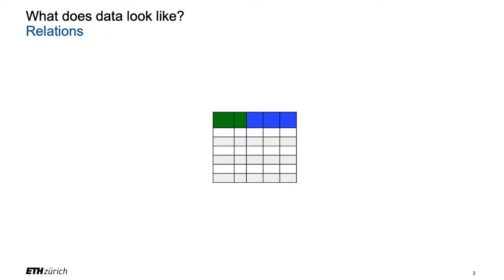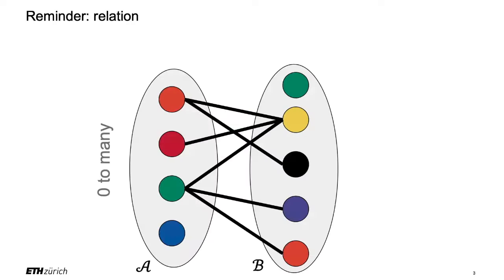But let me repeat once more. So now we know what data looks like. We know what a relation is, right? If you take two sets, a relation is just a graph, really, that links some elements on the left with some elements on the right. But it's fully general. You can associate elements to 0, 1, 2, as many as you want.